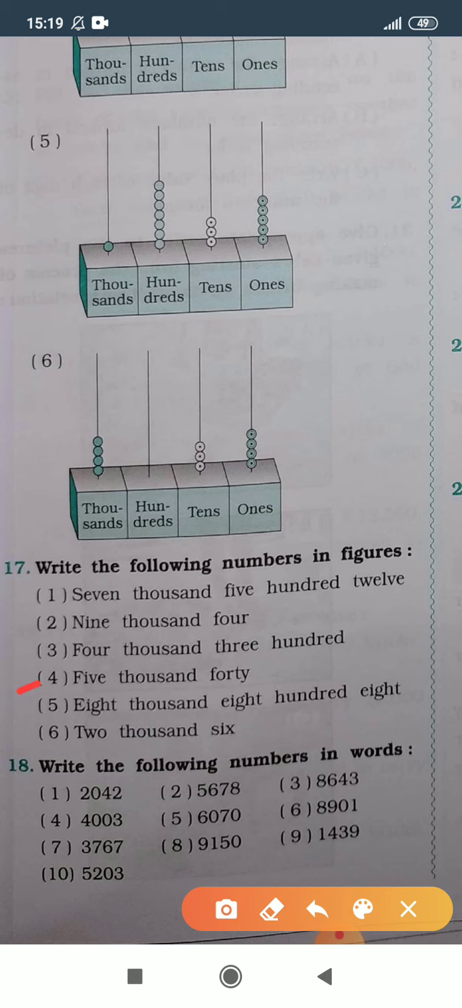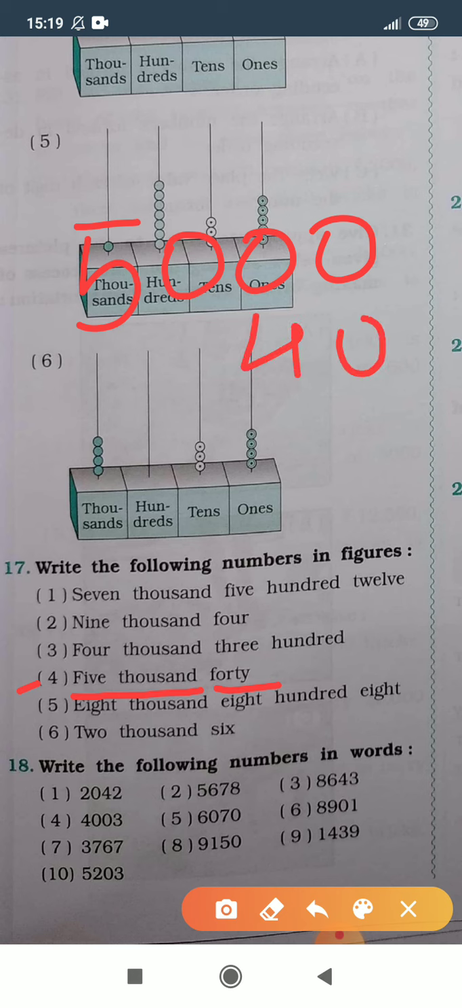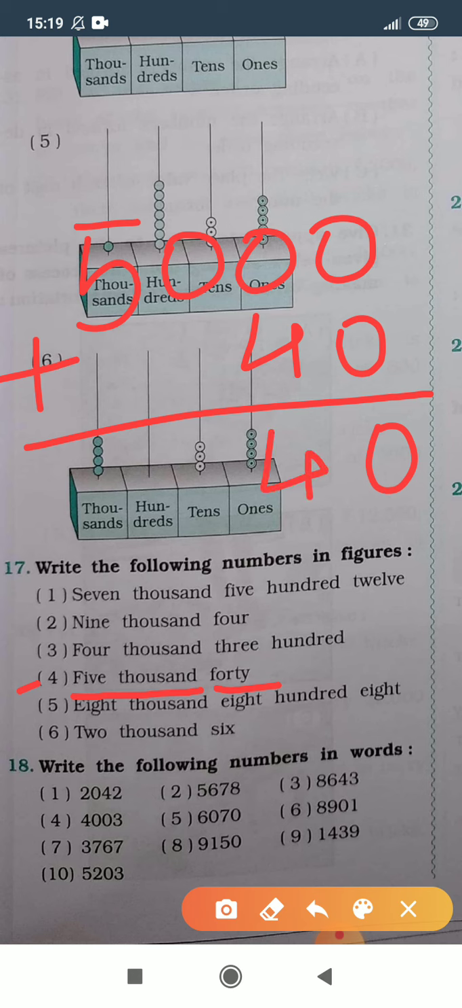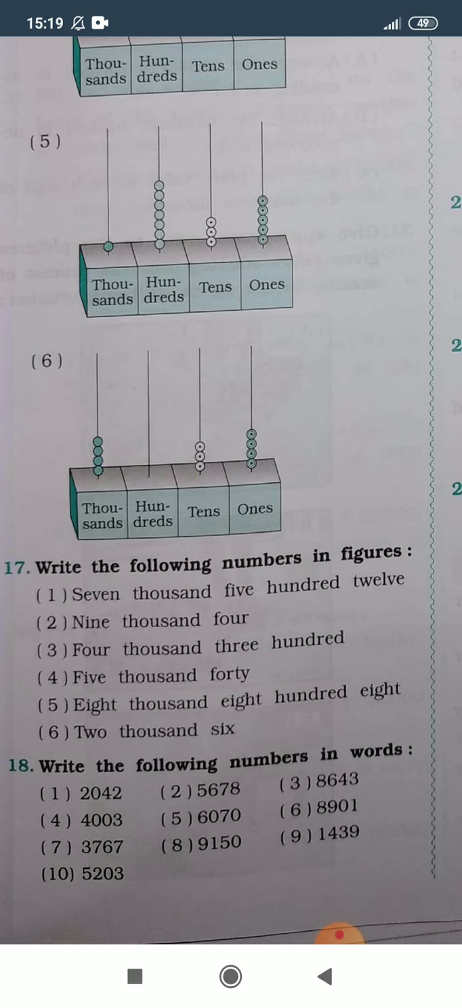Let's see question number 4, 5040. As per the place value we'll write the number first, 5000, then 40. Add these two numbers, 0, 4, 0, 5. So your answer is 5040. Now question number 5 and question number 6 you need to do in your homework.